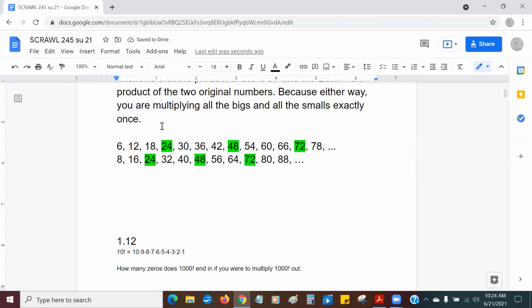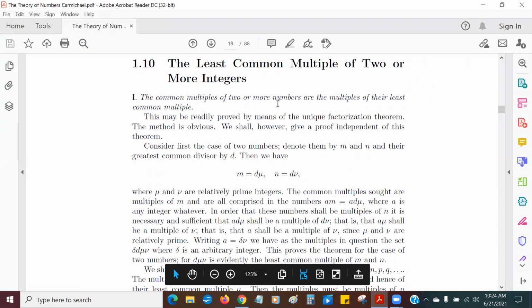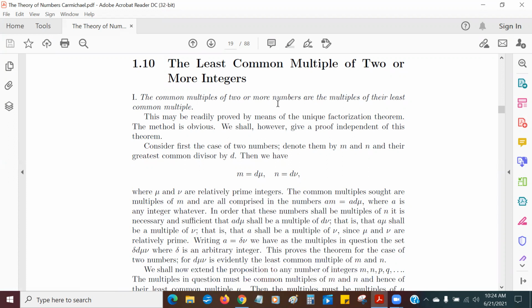And you may have noticed, if you're very sharp, that the common multiples, and a common multiple means it's on both lists, well, notice that 24, 48, 72, that 48 and 72 are multiples of 24. So that's what this means here. The common multiples of two numbers are multiples of their least common multiple. And we're going to prove this now post haste.